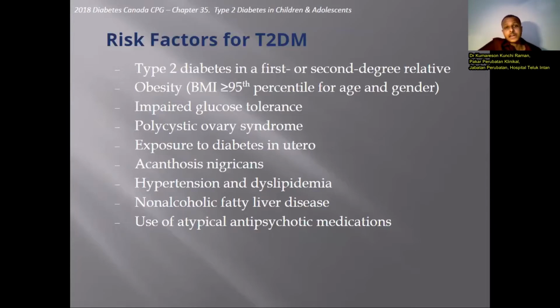Now, type 2 diabetes, I mentioned, is seen in family, so it can be seen in first or second degree relatives. Obesity, which is almost 95% of the type 2 diabetes that we see nowadays, impacts glucose tolerance, and so do some hormonal imbalance conditions like polycystic ovarian syndrome, and exposure to diabetes in utero, as we mentioned, in gestational diabetes mellitus. Now, the presence of acanthosis nigricans, or even hypertension and dyslipidemia, are also risk factors for type 2 diabetes. Non-alcoholic fatty liver disease and the usage of antipsychotic medications are also minor risk factors for type 2 diabetes.